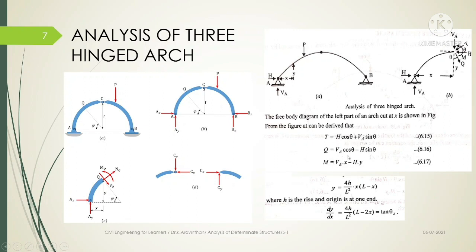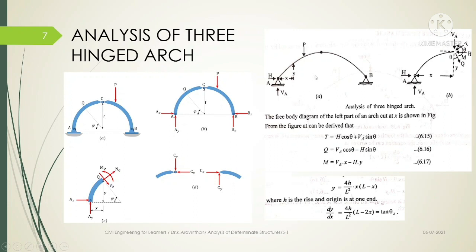So if you have these three components, you might be able to find Q here and also the M. VA into X minus H into Y. So if you need the moment at a point X, you can take VA into X minus H into Y. This component, that is minus H into Y, reduces the bending moment.